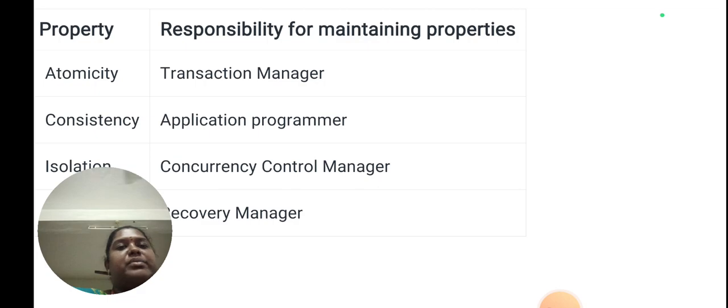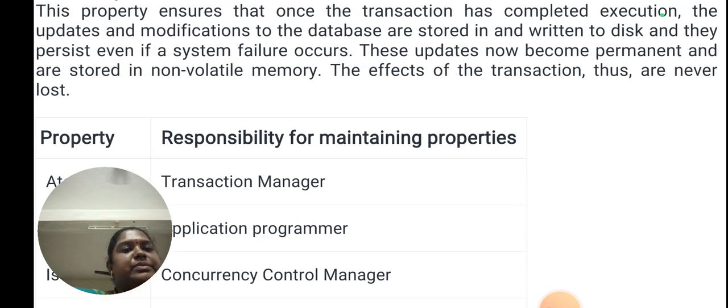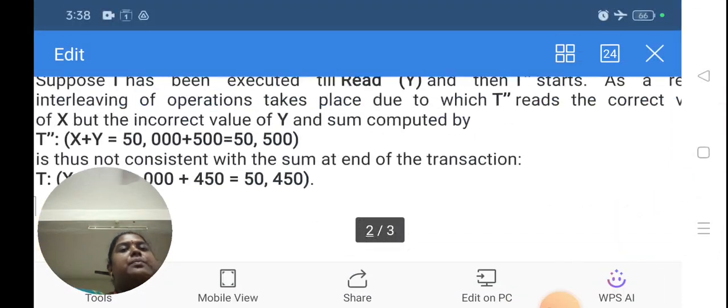Now the properties with the responsibility for maintenance: atomicity is for the transaction manager, consistency is for application programmers, isolation is for the concurrency control manager, and durability is for the recovery manager. These are the list of responsibilities for maintaining the properties.